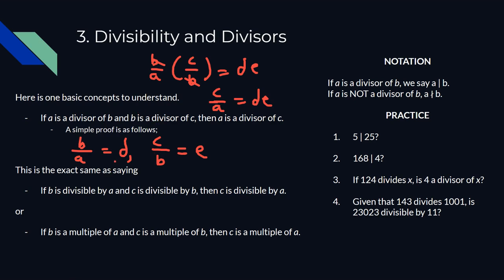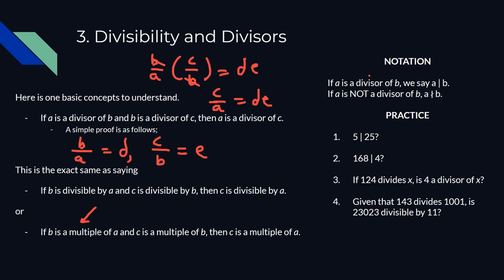This is the exact same thing as saying if B is divisible by A and C is divisible by B, then C is divisible by A. And it's the same thing as saying this. Both of these just come from the connection between the definitions. So if it's a bit hard to wrap your head around, just look at it again, maybe go back to the previous slides and look for the examples there and the exact definitions.